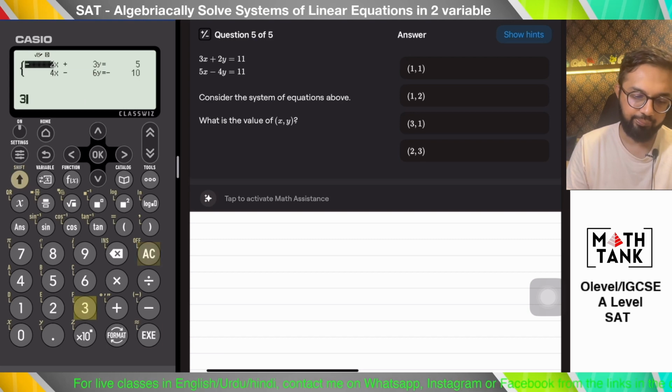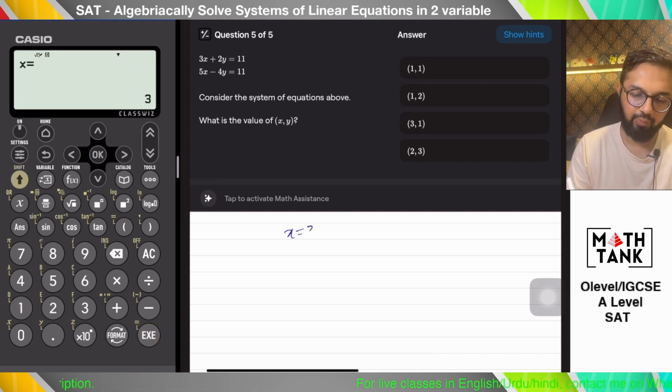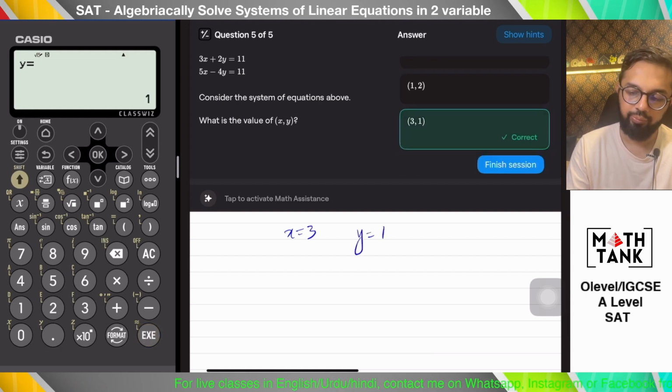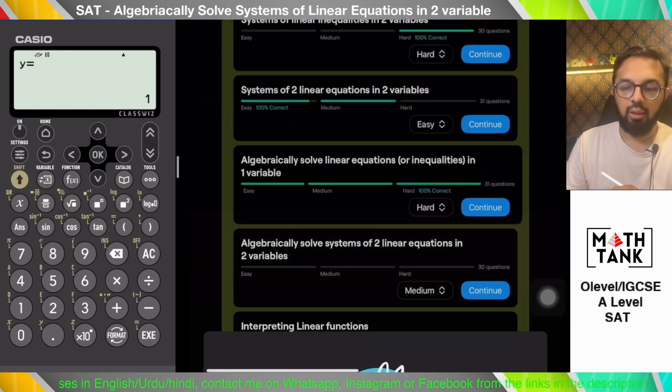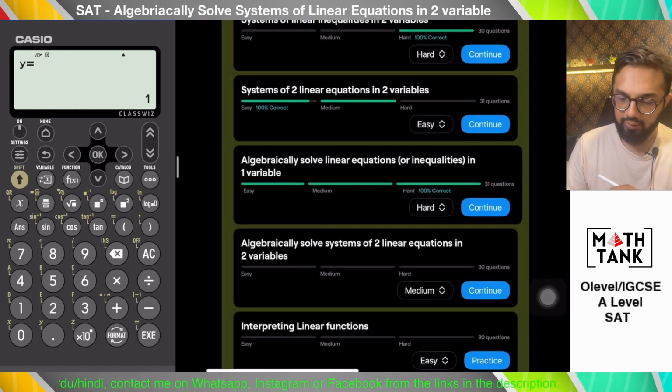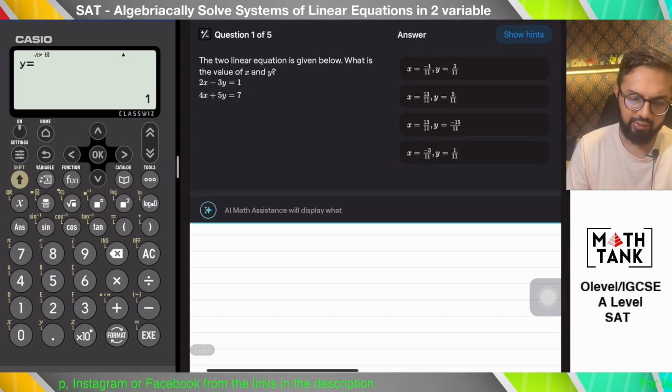3, 2, 11, 5, minus 4. Not minus 64, minus 3 and 1. Okay, let's see if we have more medium level questions. All of these were on the calculator, so nothing much challenging about all of that.